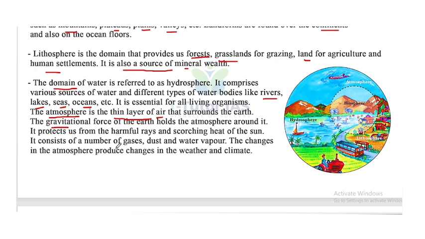It consists of a number of gases, dust and water vapor. So the atmosphere consists of gases, dust, water vapor, etc. The changes in the atmosphere produce changes in the weather and climate. Okay, so we know what is weather and what is climate.